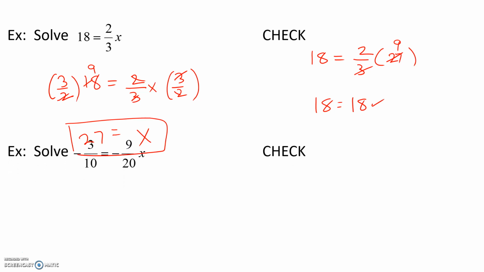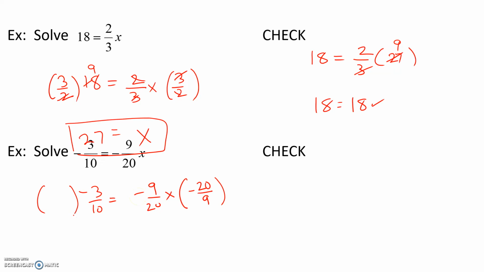Last one, we have negative 3 over 10 equals negative 9 over 20x. Now in this case, the x is being multiplied by negative 9 over 20. When the variable is multiplied by a fraction, we would multiply each side by the reciprocal of that fraction, which in this case would be negative 20 over 9. Notice that we have to multiply by a negative in order to change the negative to a positive.